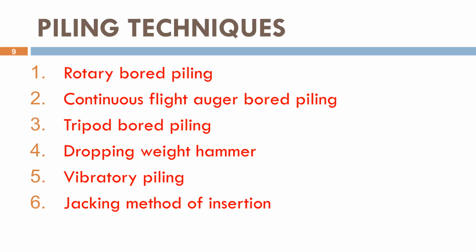Several piling techniques are used depending on the project requirements. These include rotary bored piling, continuous flight auger piling, tripod bored piling, dropping weight hammer, vibratory piling, and the jacking method. Each method has its own advantages and is selected based on soil conditions, pile diameter, depth, accessibility, and environmental constraints. We will see the techniques in detail.